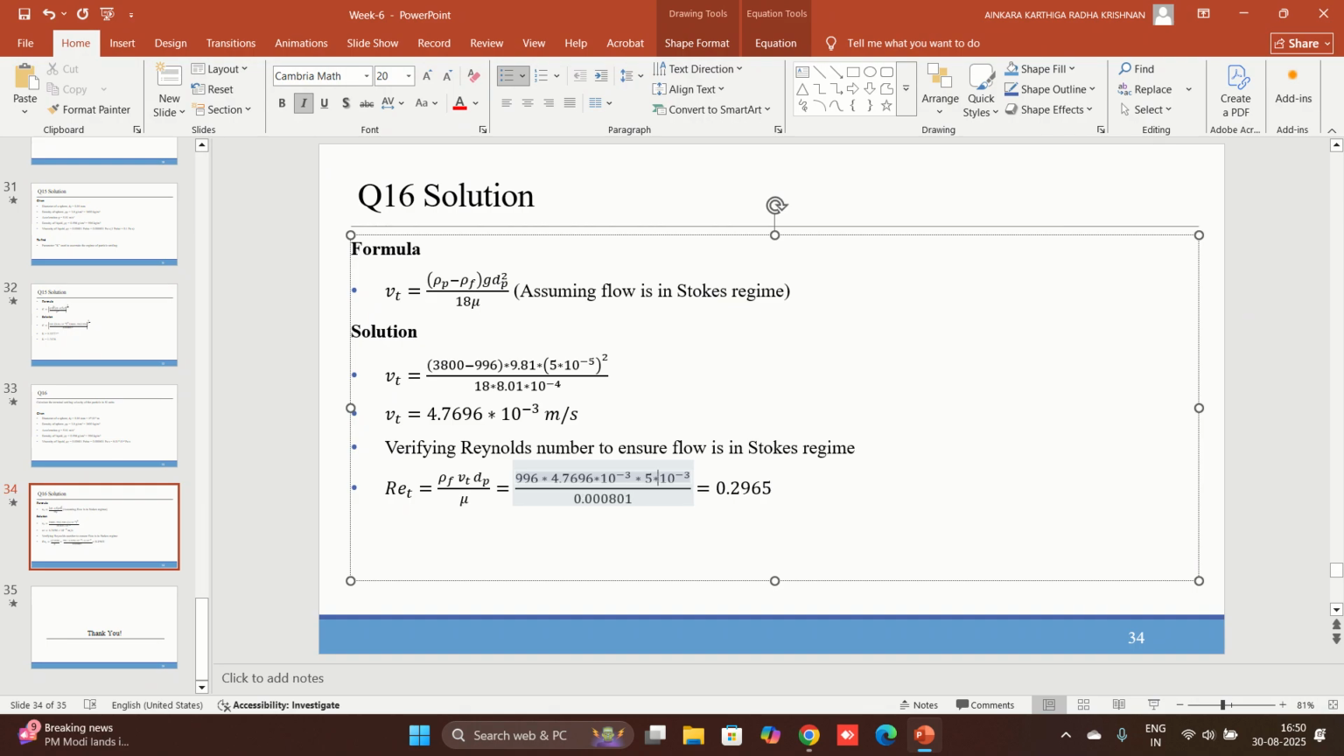5 into 10 power minus 5, 8.01 into 10 power minus 4. So it is 0.2965. So what happens? RET is less than 1. Flow is in Stokes regime. So verified. We have verified. So this VT is correct only.